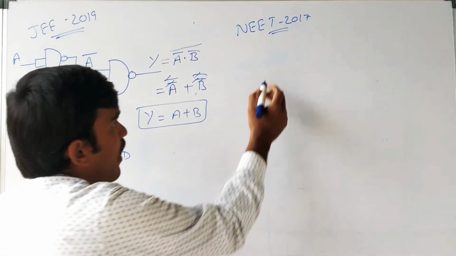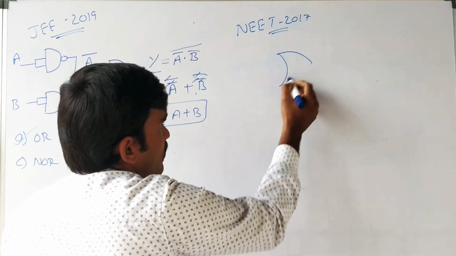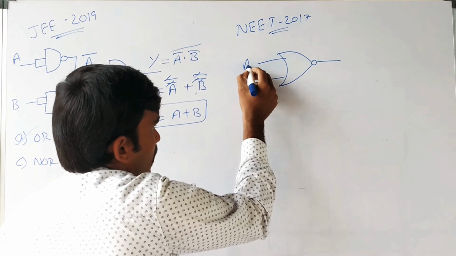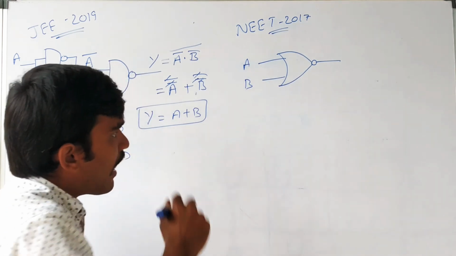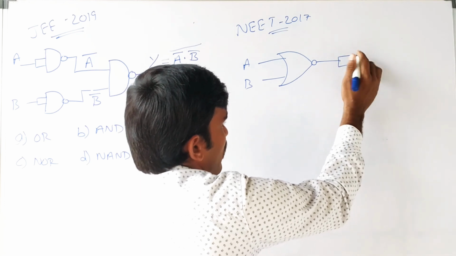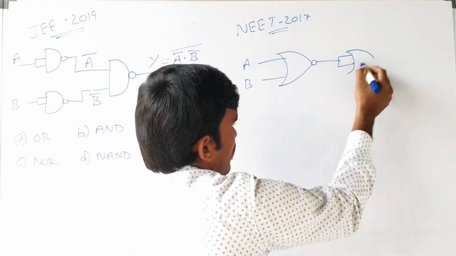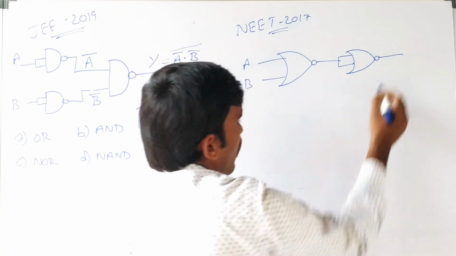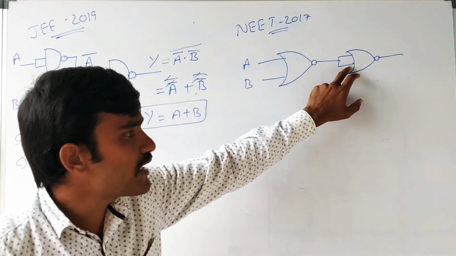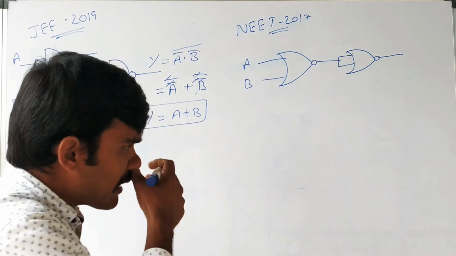They have given one NOR gate, and another NOR gate, a NOR gate followed by a NOR gate. This is the two input NOR gate and this is the single input NOR gate.